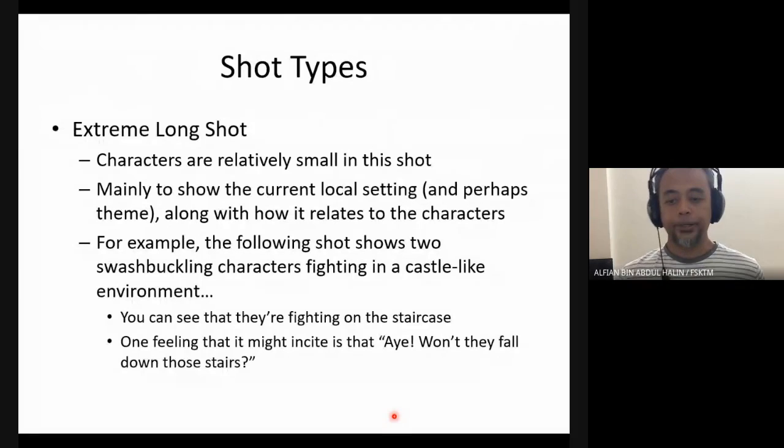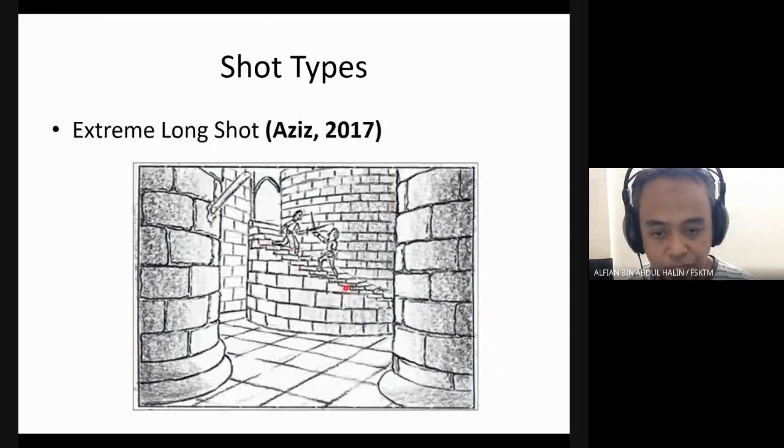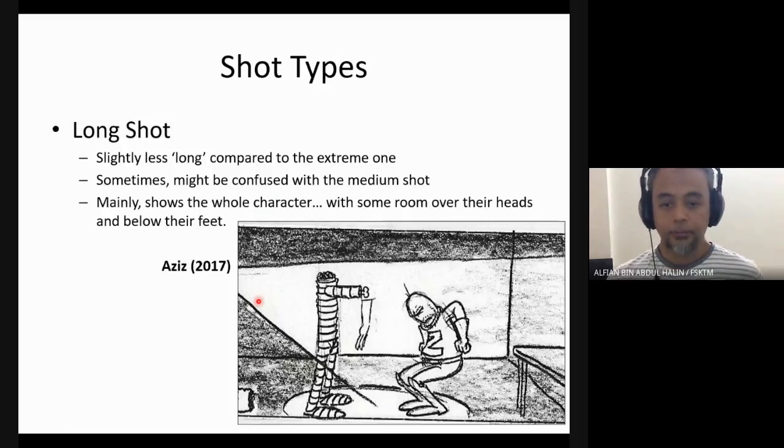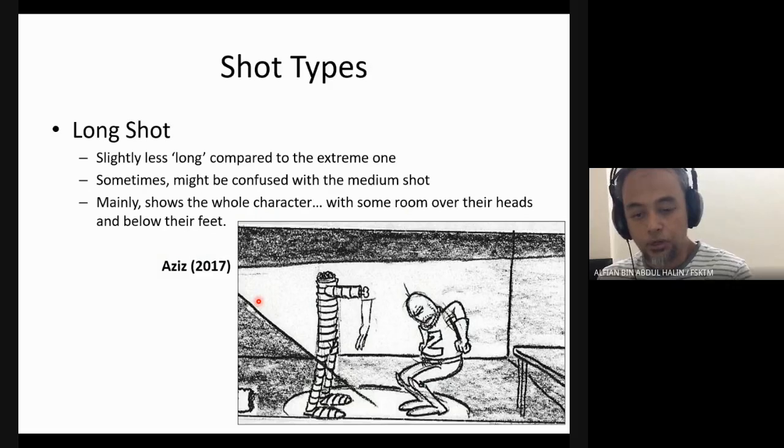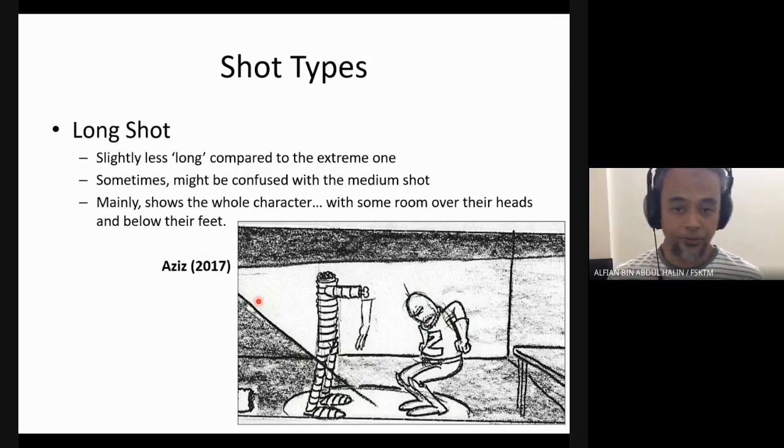And there's also, for example, in this case, it might convey a feeling when you look at it, like they're fighting at the edge of this very narrow staircase, they might fall. So it adds suspense to keep you off your seat. These are considered long shots, although in production, the long shot might be the one that you see from a bird's eye view. It's totally subjective sometimes. But a long shot normally shows the whole character.